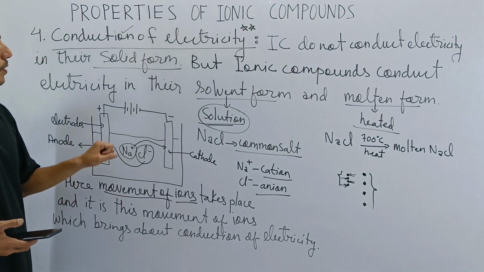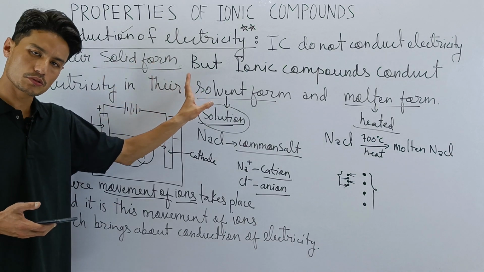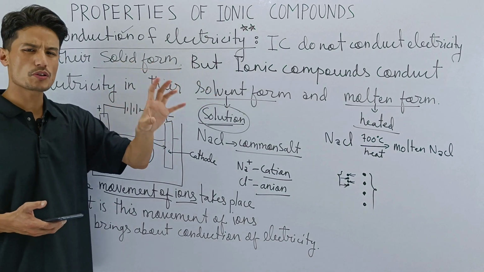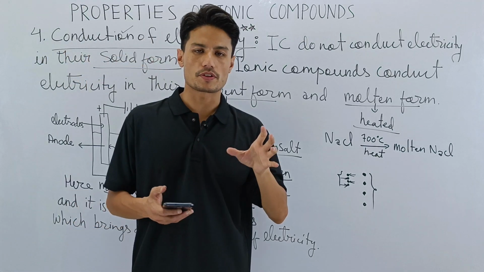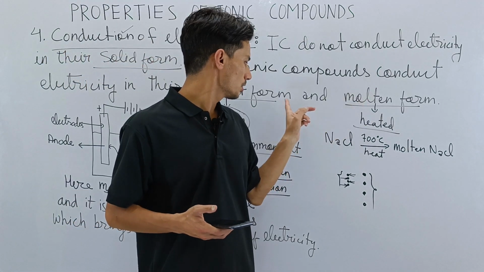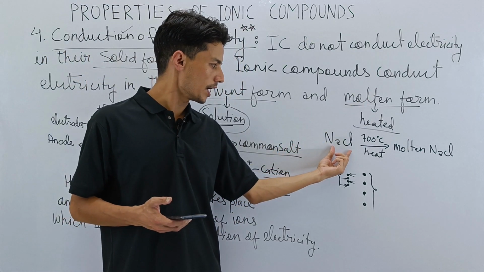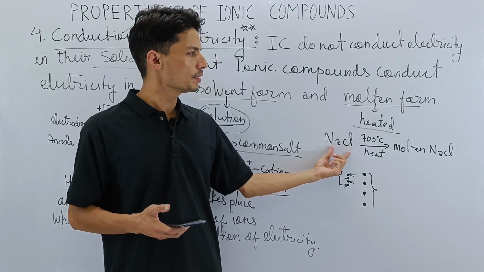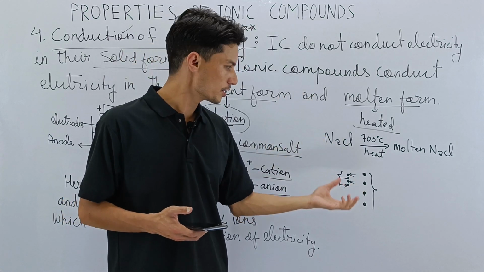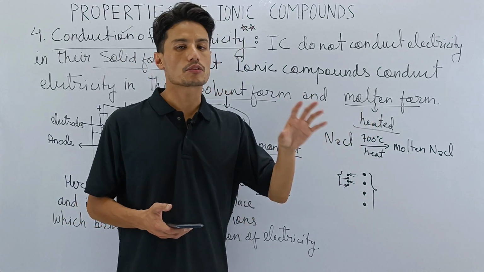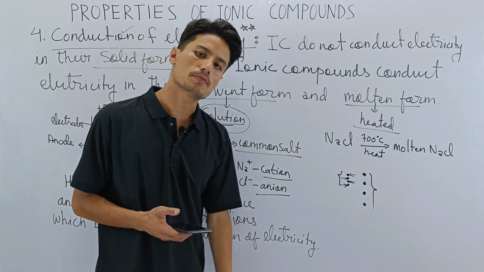Remember, ionic compounds in solid form do not conduct electricity because of the strong interatomic force of attraction between the atoms, between the molecules, but in their solvent form and in their molten state they conduct electricity, and the reason has been explained to you.